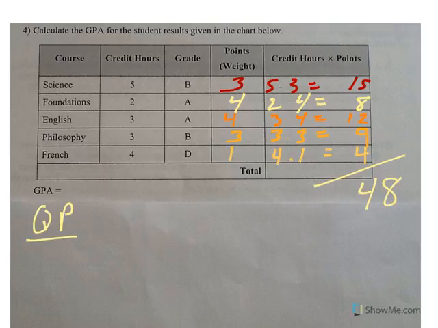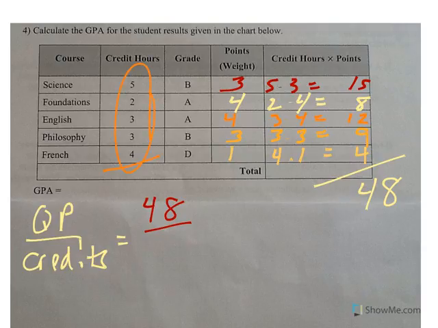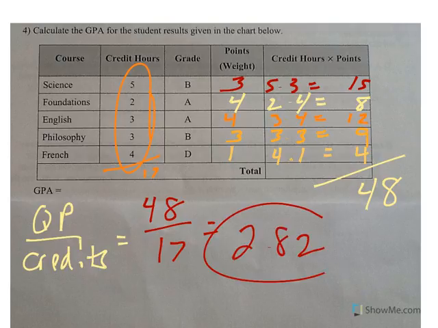And remember, we're talking quality points over credits. So, we've got your 48 quality points divided by how many credits you took. When I add these up, you took 17 credit hours. That's a full load, right? Huge. 48 divided by 17, you have a GPA of 2.82 for that particular semester. And those are a couple examples of weighted averages with counts.